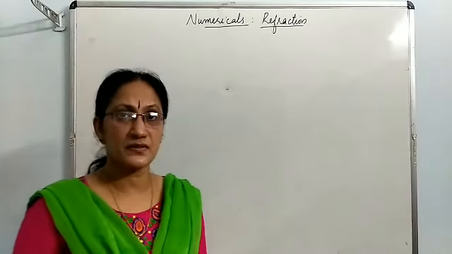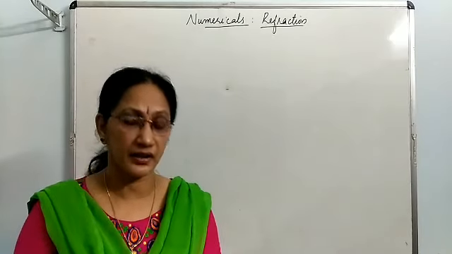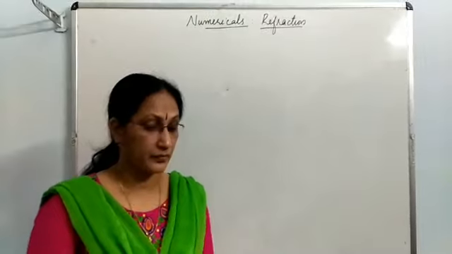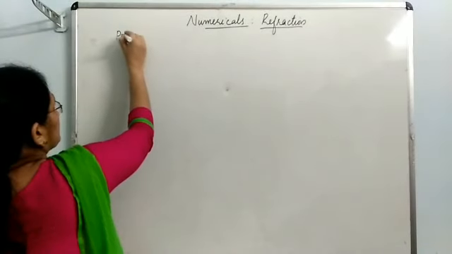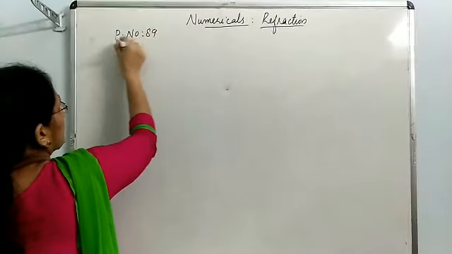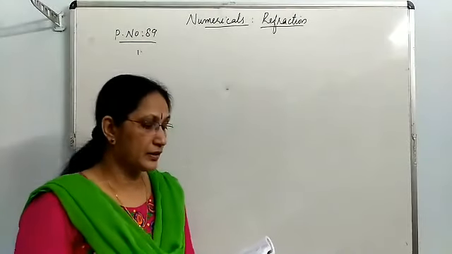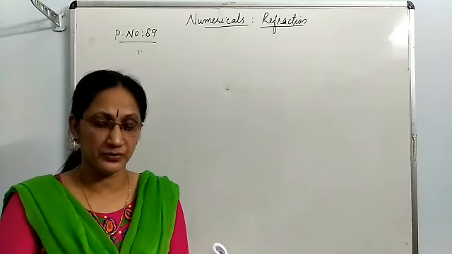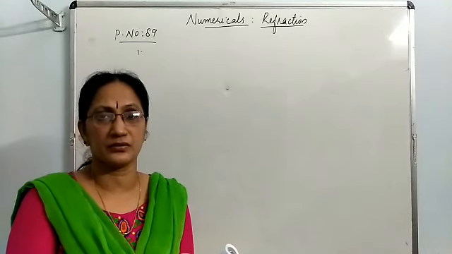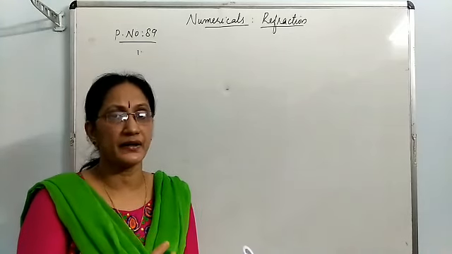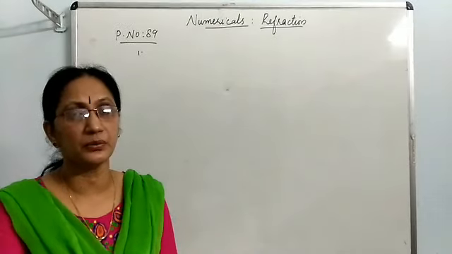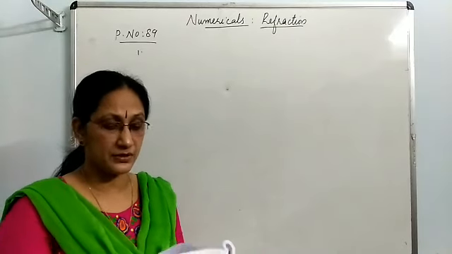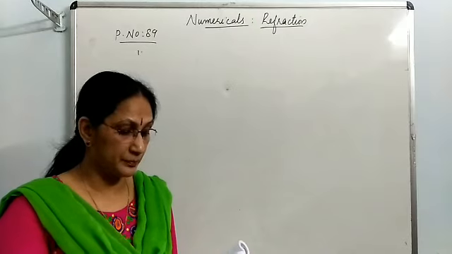Now, let us discuss some numericals from page number 89. First question. Apparent depth of a swimming pool is 9 feet and real depth is 12 feet. Find the refractive index of water. Real depth and apparent depth are given. Refractive index is equal to real depth upon apparent depth. So you can find out the refractive index. Direct substitution in the formula.